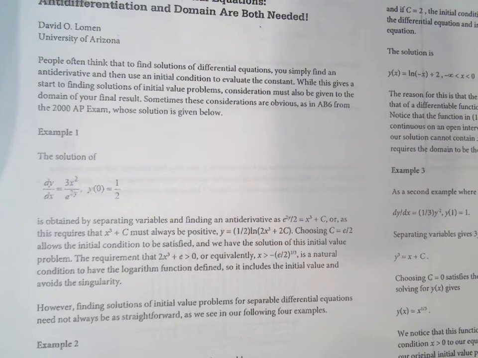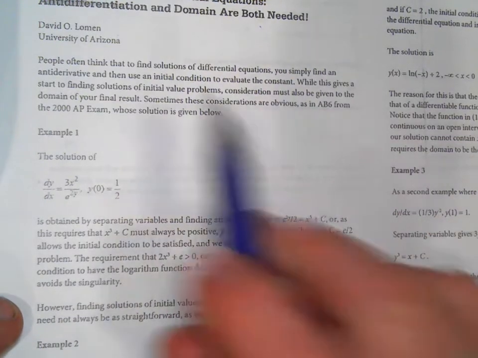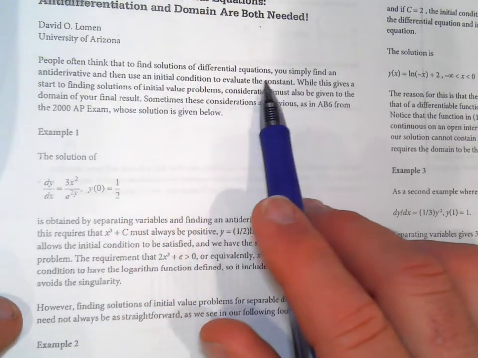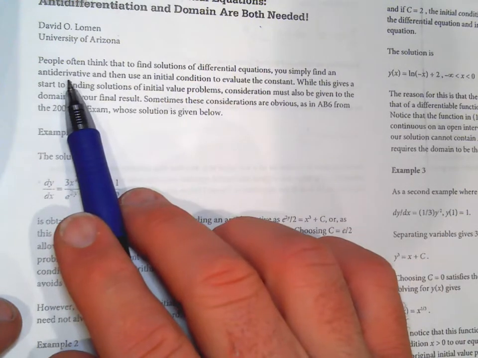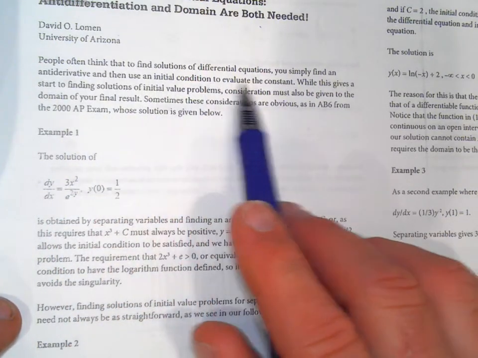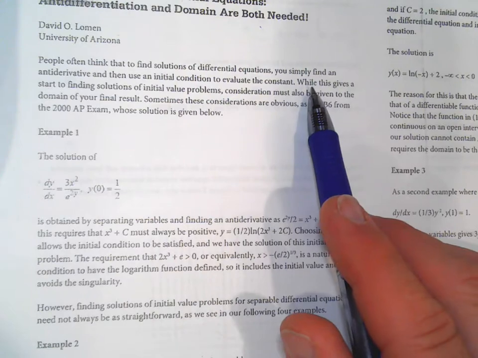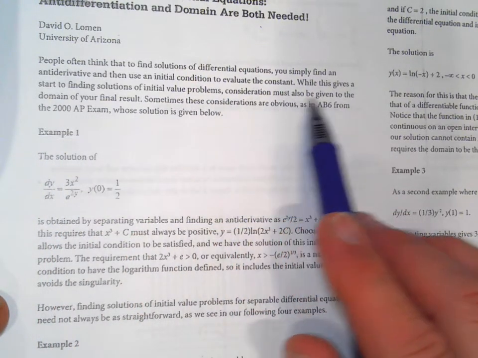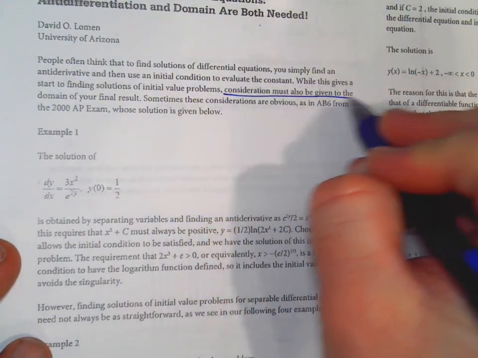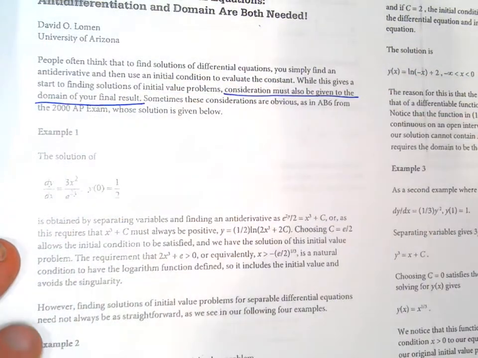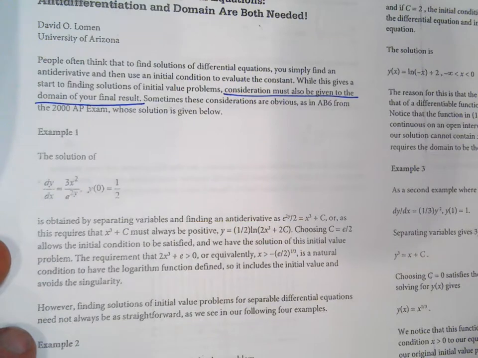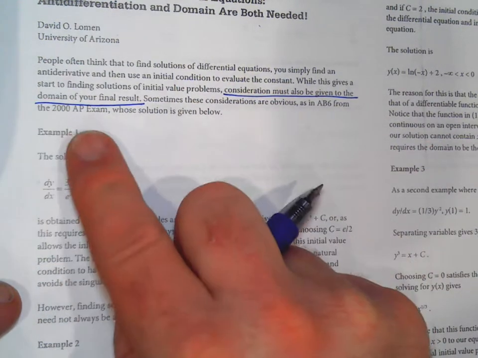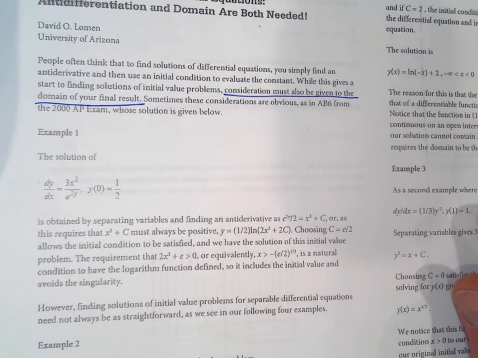We'll just read through it and we'll add some stuff for sure. People often think that to find solutions of differential equations, you simply find an antiderivative, then use the initial condition to evaluate the constant plus C. While this gives you the start to find solutions of initial value problems, consideration must also be given to the domain of your final result. Sometimes these considerations are obvious, as in AB 6 from the 2000 AB exam. Sometimes it's more complicated.